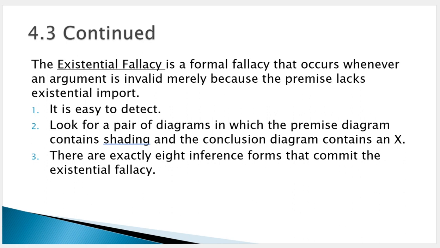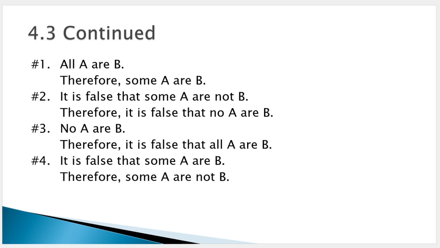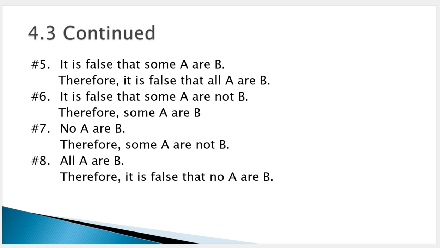So you can memorize all 8 if you want to, or you can just keep this list in your back pocket. But here are the 8. So here are the first 4. And here are the last 4. So that is all 8 where this existential fallacy can occur.